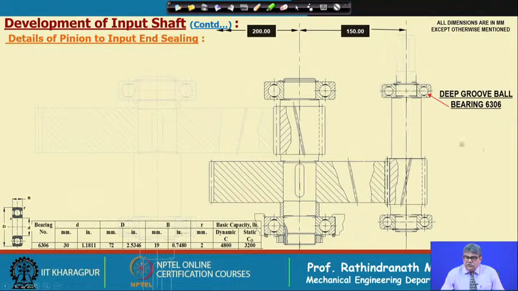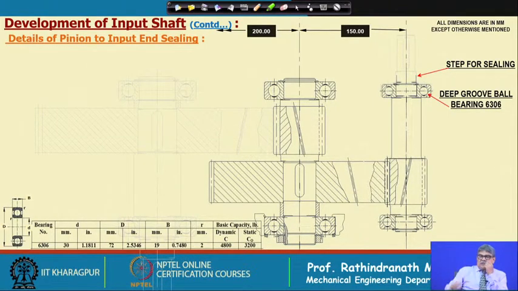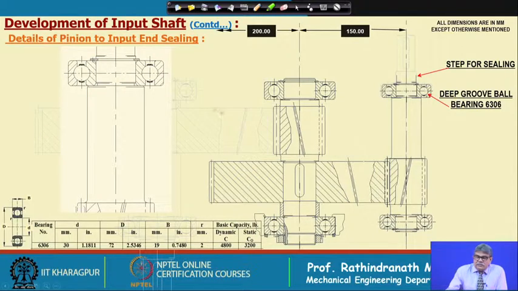This bearing is now put. After the bearing, we have used the circlip for locking, and we have also shown the step for sealing. We have to put a sealing element because the input portion of the shaft will be out, exposed to the atmosphere. So, there we must have a sealing arrangement. We shall discuss this issue later on. Now, this is the developed figure of the portion we have developed, more clearly.